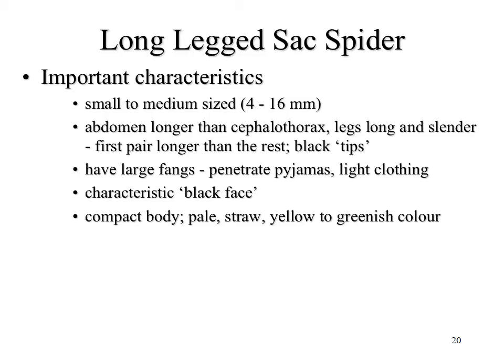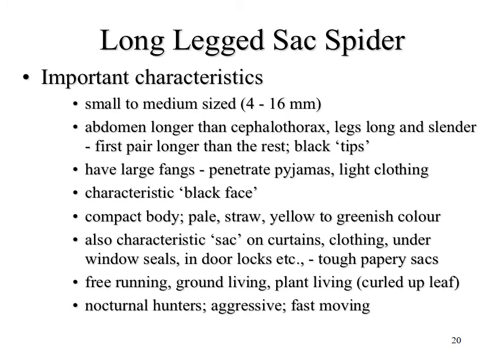And then also another characteristic of the long-legged sac spider is the black face, where I'll show you from the picture which is coming. The chelicerae and the area where the fangs are is normally much darker than the rest of the body. The body is quite compact, pale, straw yellow to greenish in color.